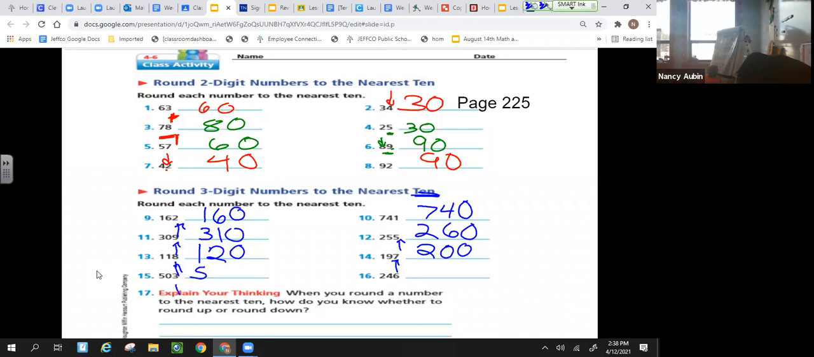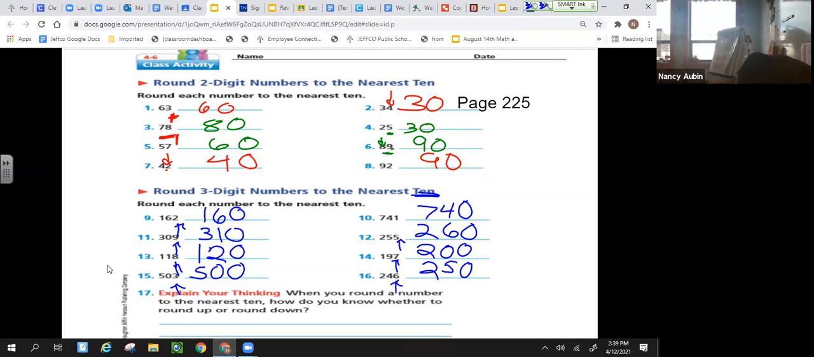We're going to keep the 5, right? But we have a 3. Is that going to be closer to 10 or 0? It's 0. 4 and below, take it down low. 246, Madison. We're going to keep the 2, but now we're looking at 46. We go to 40 or 50. How come? Because if you look at the 6, I think 5 and above, give it a boost.